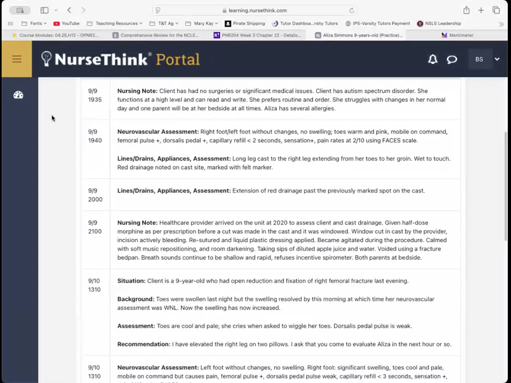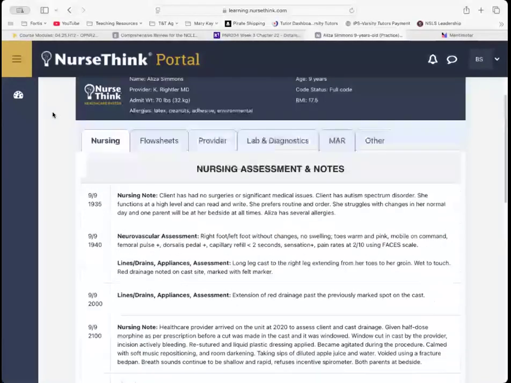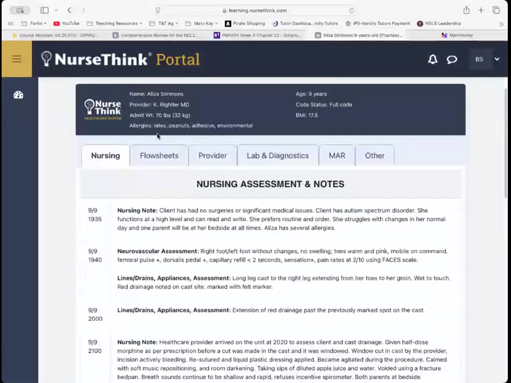Also, we find out that she has several allergies. If we look up at her header there, we see she's allergic to latex, peanuts, adhesive, and has environmental allergies. Those would have been good to have in handoff. What else do we learn about Eliza that's going to change how we interact with her?